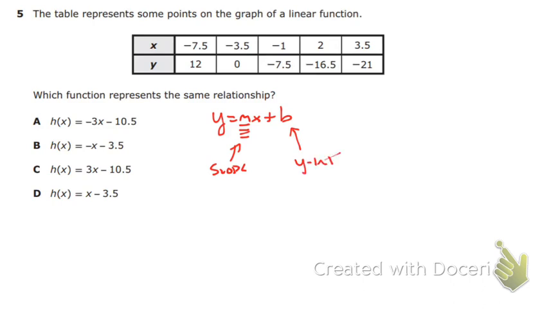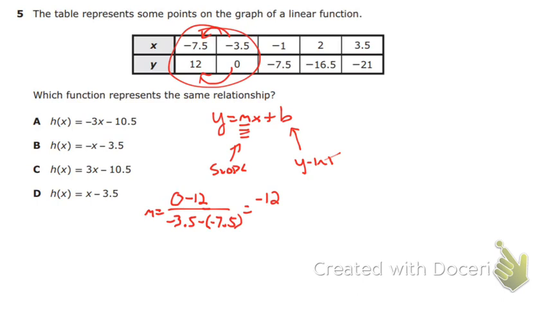Okay? And so, in order to find the slope, we're going to do our same deal as we did on the last problem. I'll pick any two random points. It doesn't matter which one. But I'm going to do y2 minus y1 over x2 minus x1. You got to be careful with your signs. So y2 minus y1, and this is to find the slope, over x2, which is negative 3.5, minus x1. So my numerator is negative 12. My denominator is whatever this is.